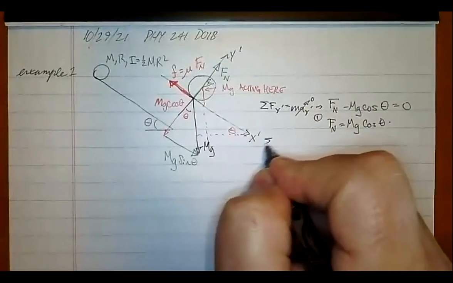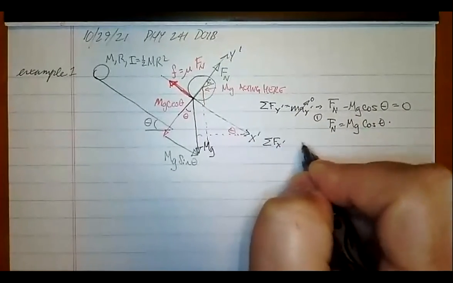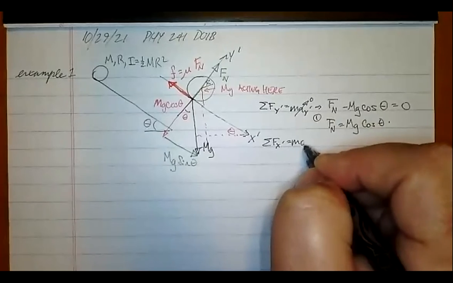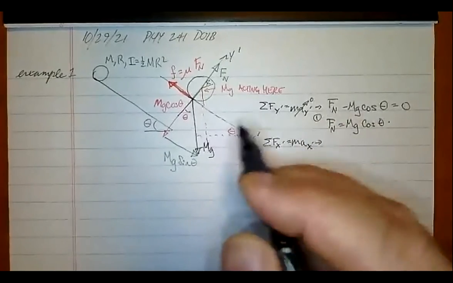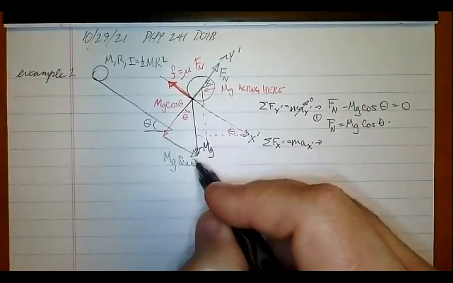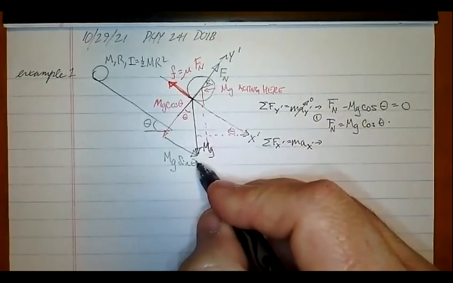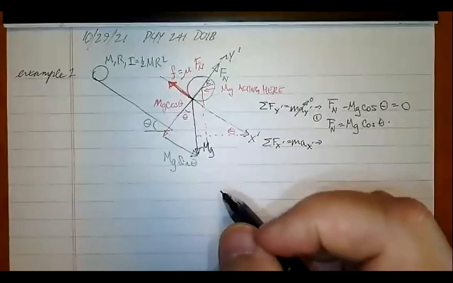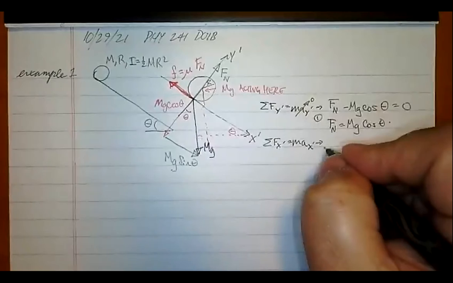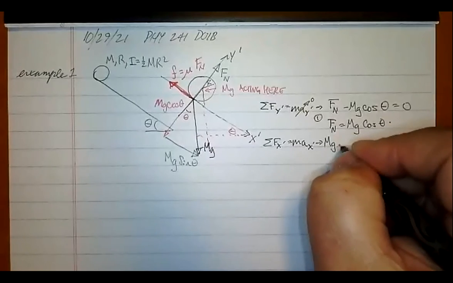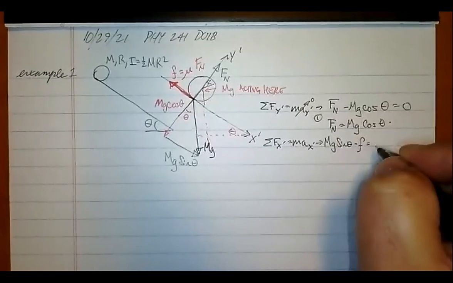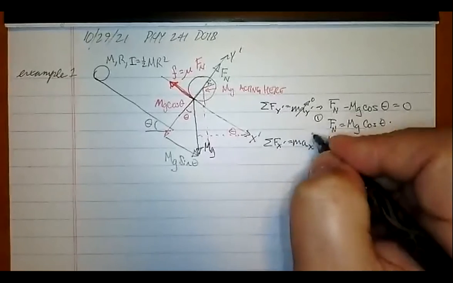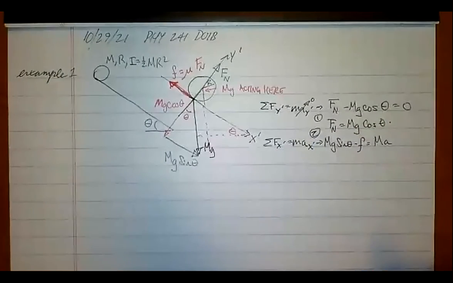Now I'm going to do the summation of forces in the x prime direction is equal to mass times acceleration in the x prime direction. In this case, I've got mg sine theta acting in the positive x prime direction, and I've got F acting in the negative direction. So I'll just say mg sine theta minus F is equal to ma. That's going to be equation 2. Okay.